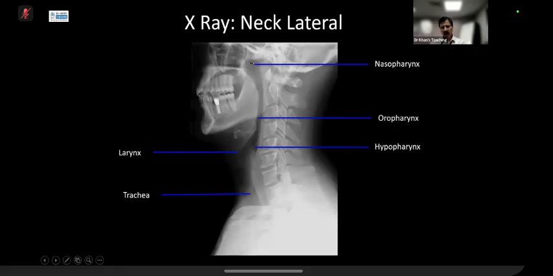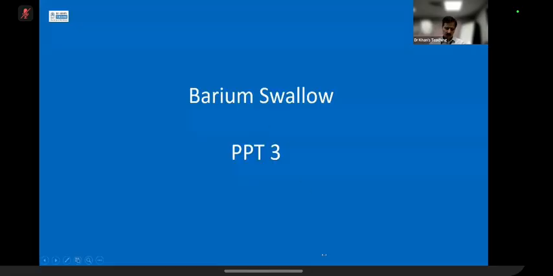So we can see that this is the nasopharynx, and here you can imagine has to be the oropharynx, and this is the epiglottis. So from here to here, this is the larynx, and from here downwards, hypopharynx and the esophagus. So 1, 2, 3, 4, 5, 6. So this is C6 level. From here downwards will be the esophagus. I'll show you a barium swallow examination, and then we will take a break.